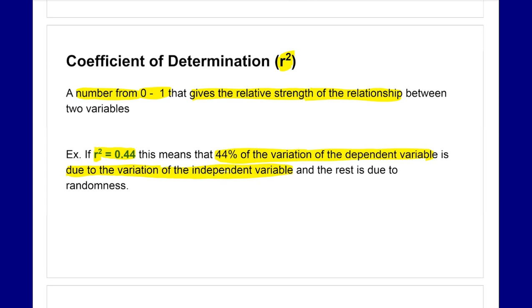Right? So if we look at the TV use and time spent reading, if we graph that data, and we got an r squared value of 0.44, basically it says 44% of the decrease in reading time is due to the increase in TV time. The other 56% would be due to randomness, other variables that are coming into play, things like that. So it just gives us a relative strength, tells us how much of the change is actually due to the independent variable.